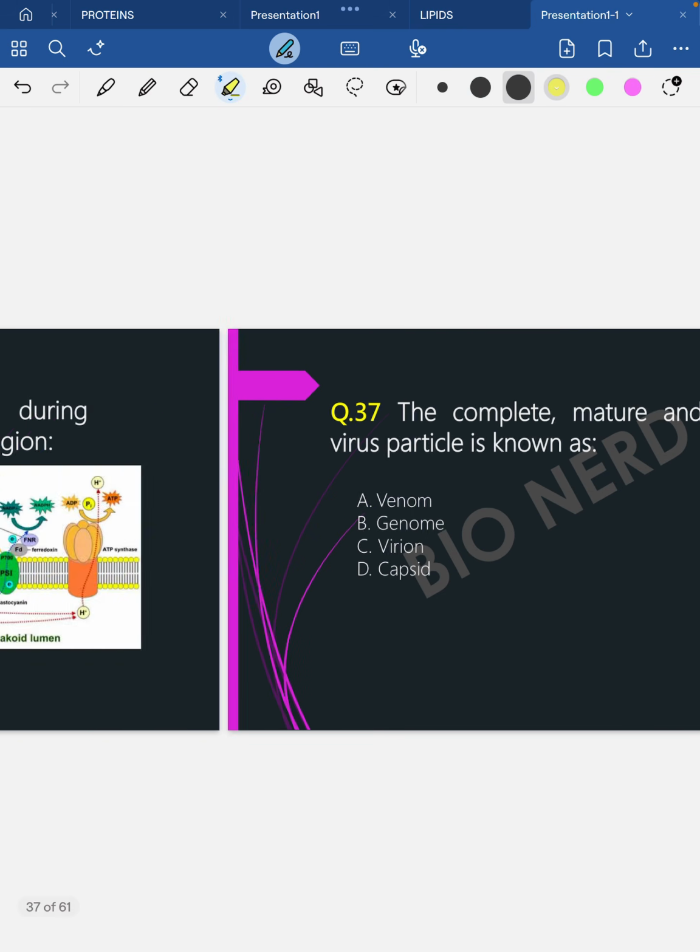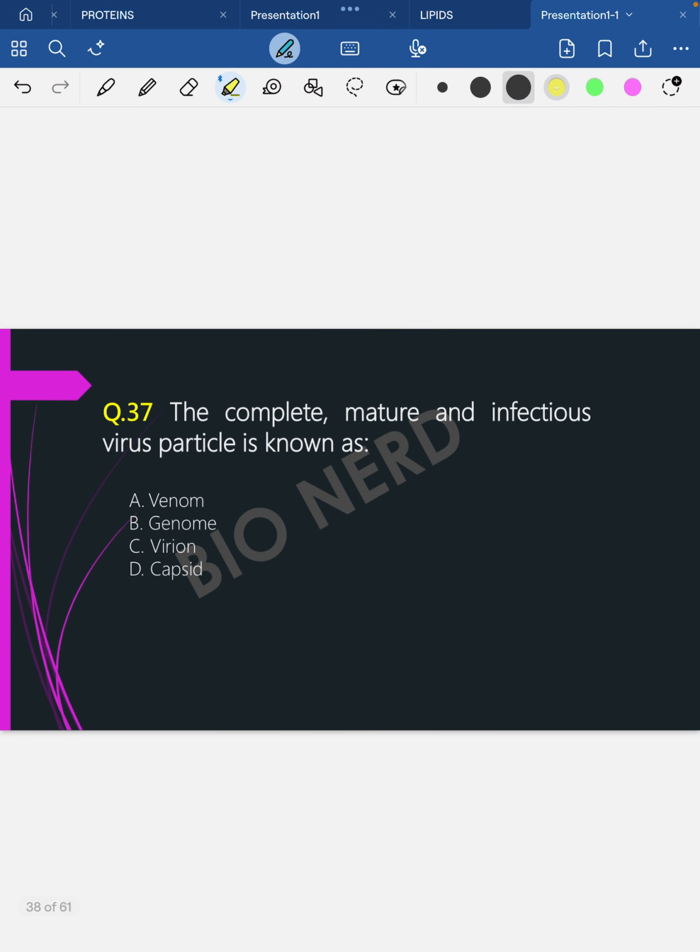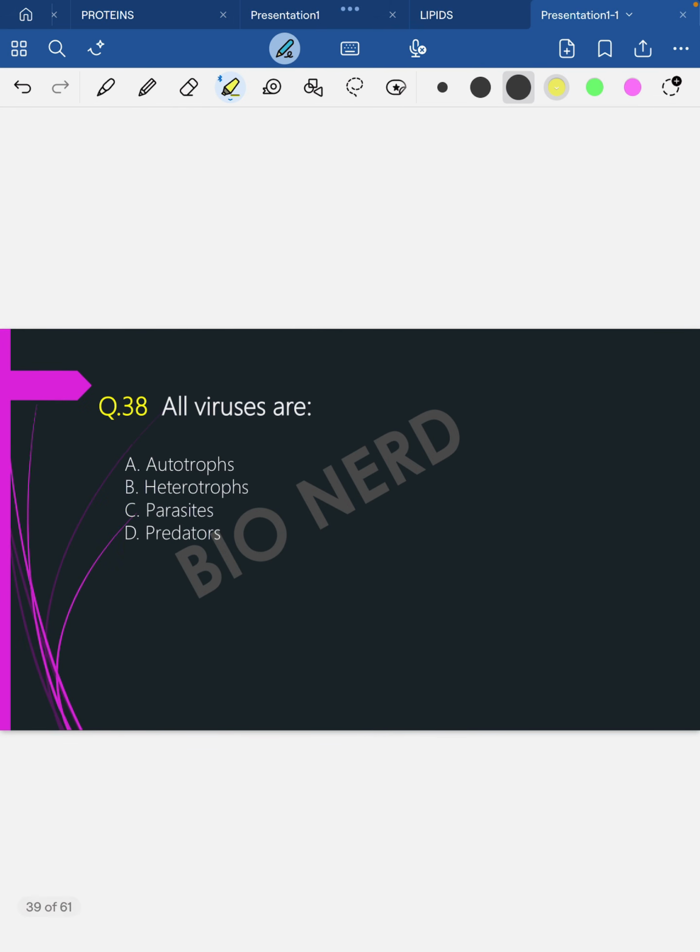Good. Next, 37. The complete, mature and infectious virus particle is called a virion. The virion term is used for virus which is complete, mature and has the ability to cause infection. 38. All viruses are parasites. Very good. They are not autotroph because they can't synthesize their own food. They are not heterotroph because they don't obtain food from other cells, because they are non-living outside the host cell. So we call them parasite.